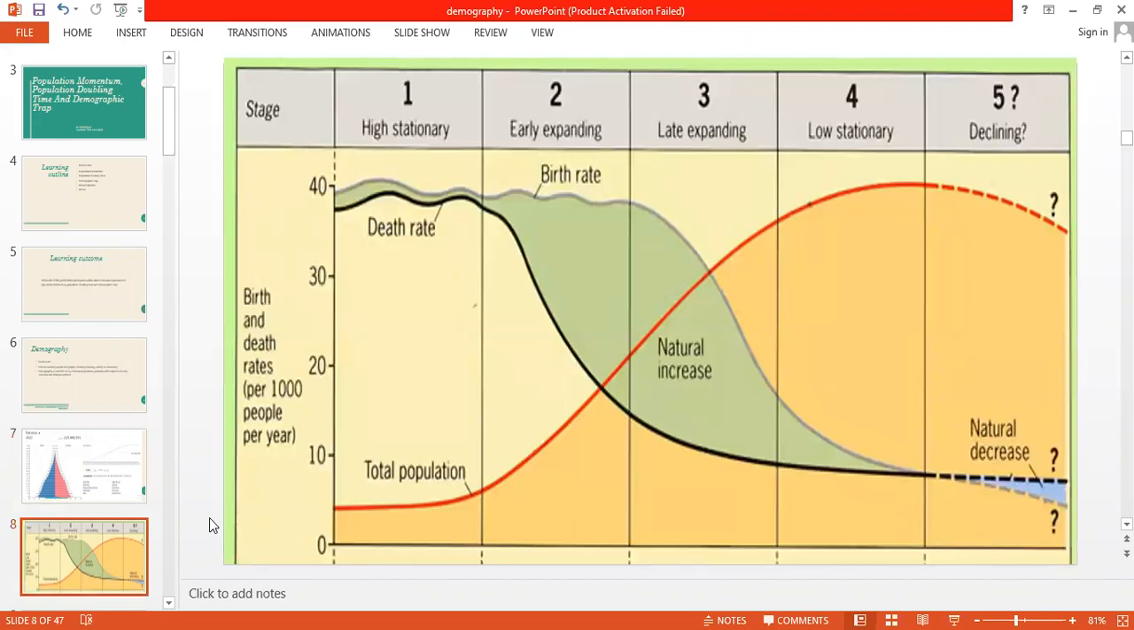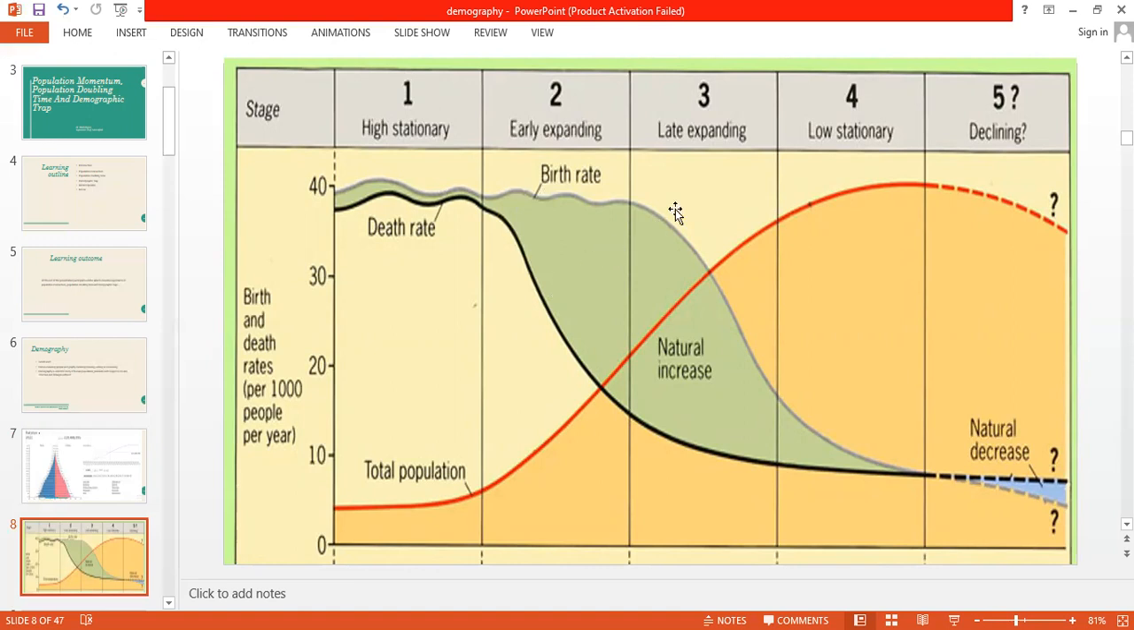This is the demographic cycle, and in the demographic cycle there are 5 stages. A high stationary phase, in which birth rate and death rate are both high, and population growth is slow and fluctuating. And in the early expanding stage, the birth rate remains high but the death rate is falling, and population begins to rise steadily.